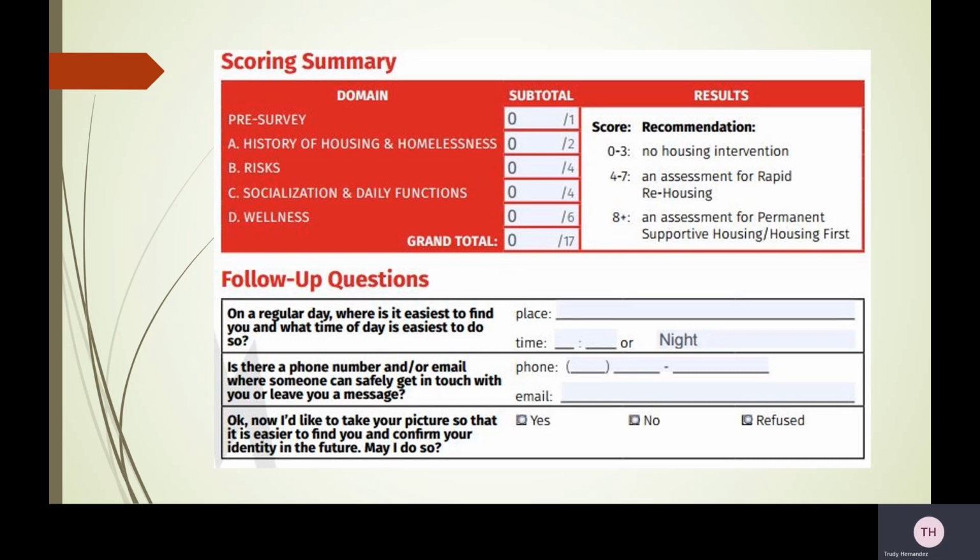And then these follow-up questions, these are also in HMIS. These are not required. However, I always encourage people to ask them whenever they are able to. So this is looking at where it's easiest to find the person and what time of day is easiest to do so. Is there a phone number or an email or anything like that that people can reach you at? The picture, not so much, but we really want to make sure that if these folks are being referred for housing, that we have a way of finding them and being able to connect to them.